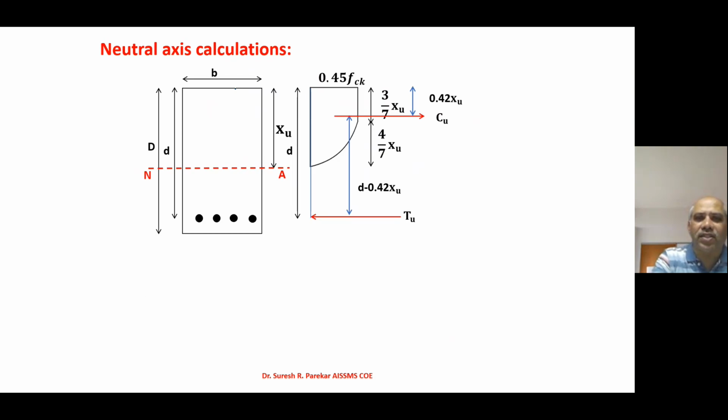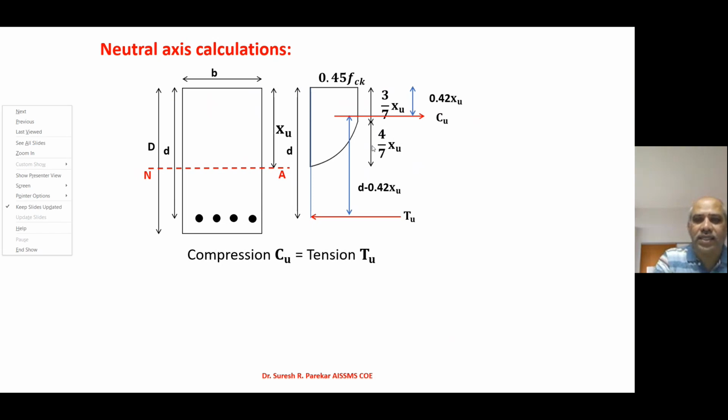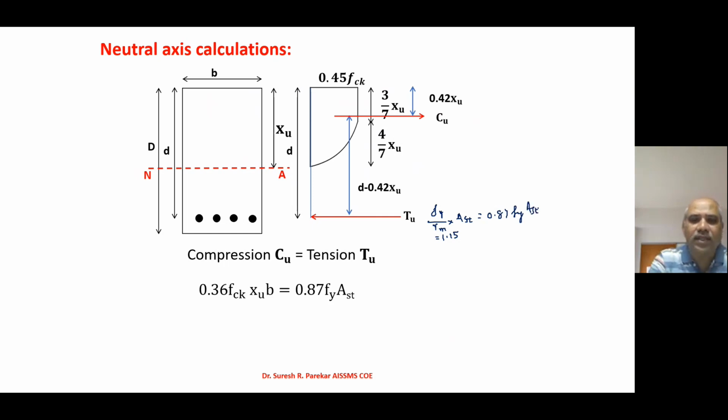Now the neutral axis calculation that we know: we have compression equal to tension, and tension is again stress into area. Now when we talk about stress, then we have Fy upon factor of safety into area of steel. And the factor of safety for this steel is 1.15, and therefore this value is taken as 0.87 Fy AST. And then from this we are in a position to find the value of XU. That is the neutral axis calculation.